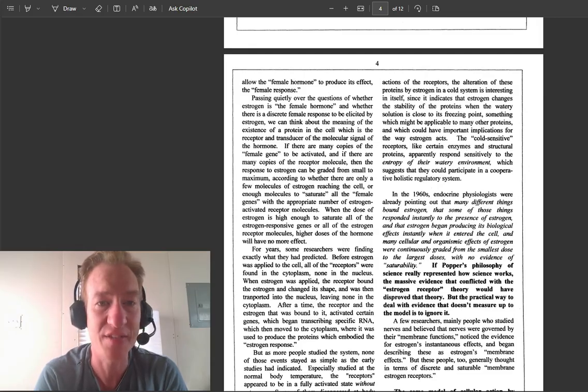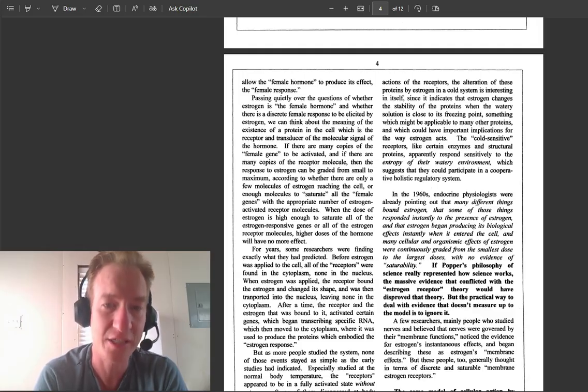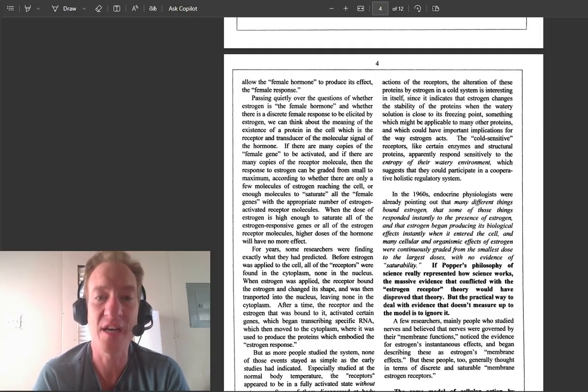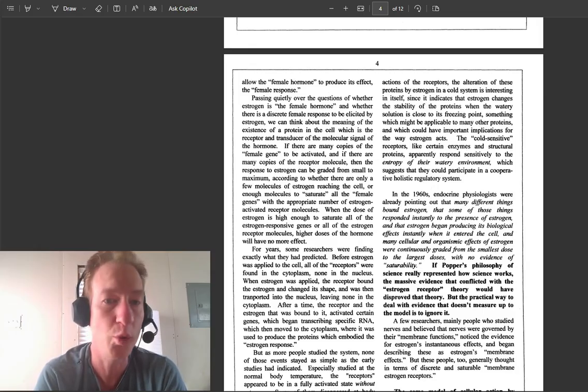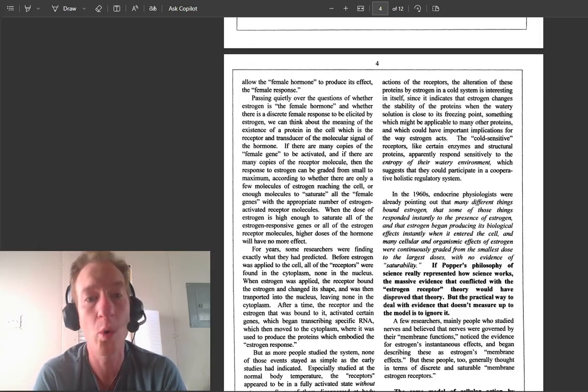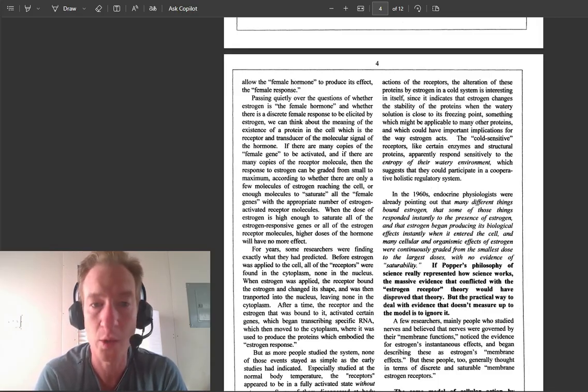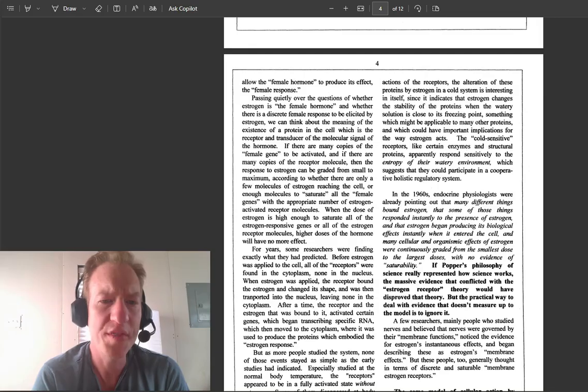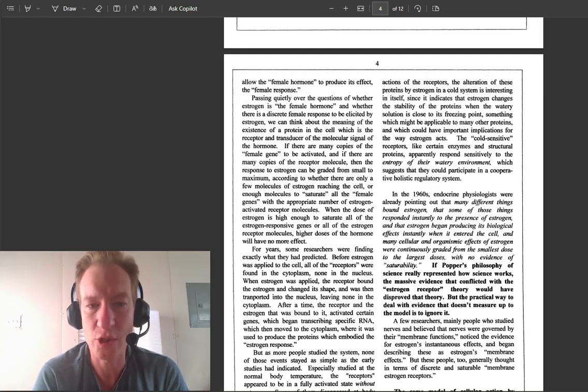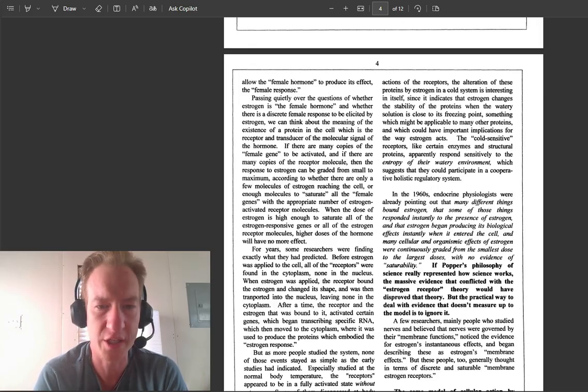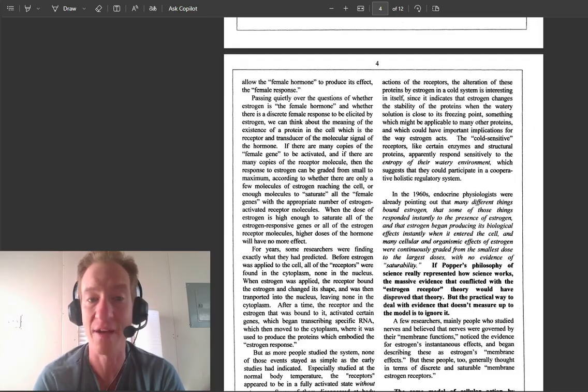If there are many copies of the "female gene" to be activated, and if there are many copies of the receptor molecule, then the response to estrogen can be graded from small to maximum, according to whether there are only a few molecules of estrogen reaching the cell, or enough molecules to "saturate" all the "female genes," with the appropriate number of estrogen-activated receptor molecules. When the dose of estrogen is high enough to saturate all of the estrogen-responsive genes, or all of the estrogen receptor molecules, higher doses of the hormone will have no more effect.